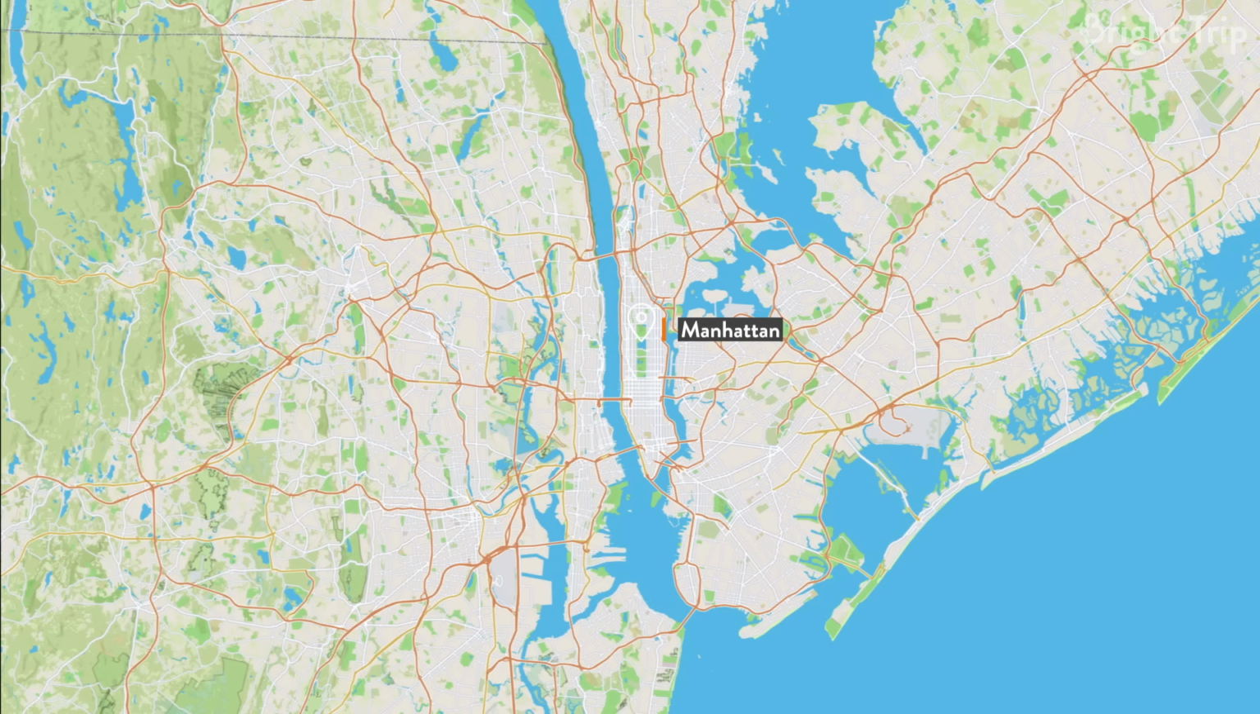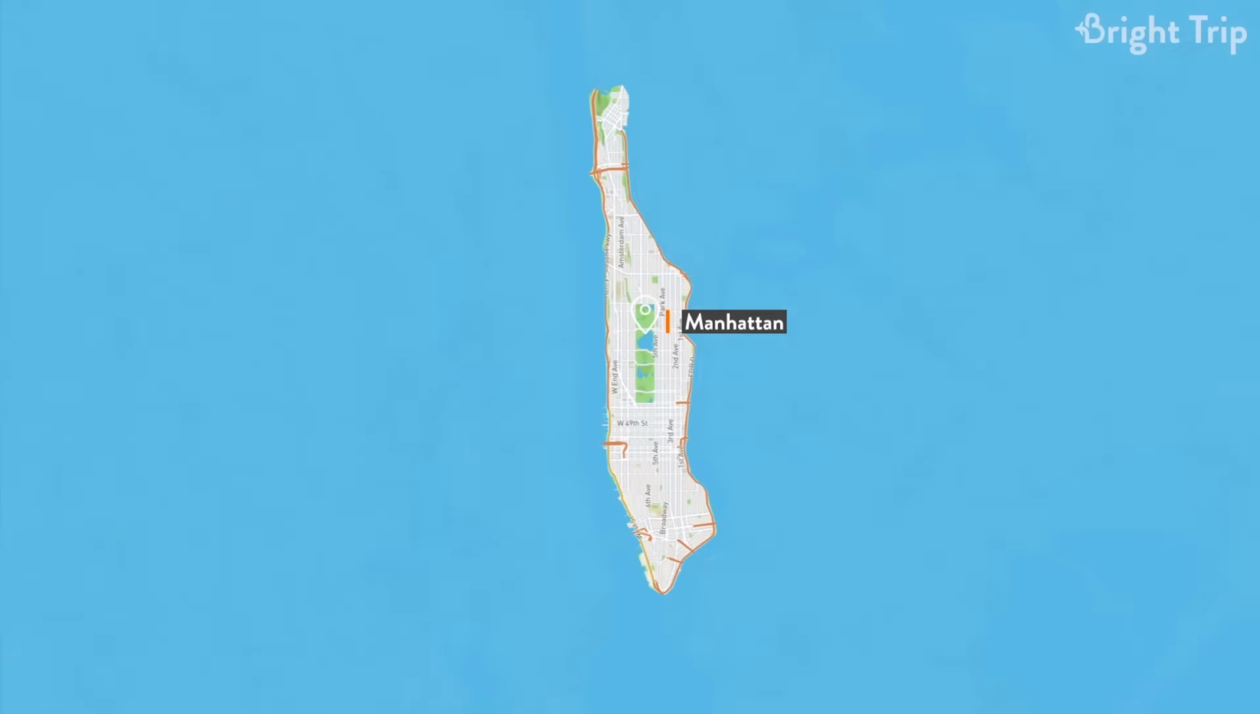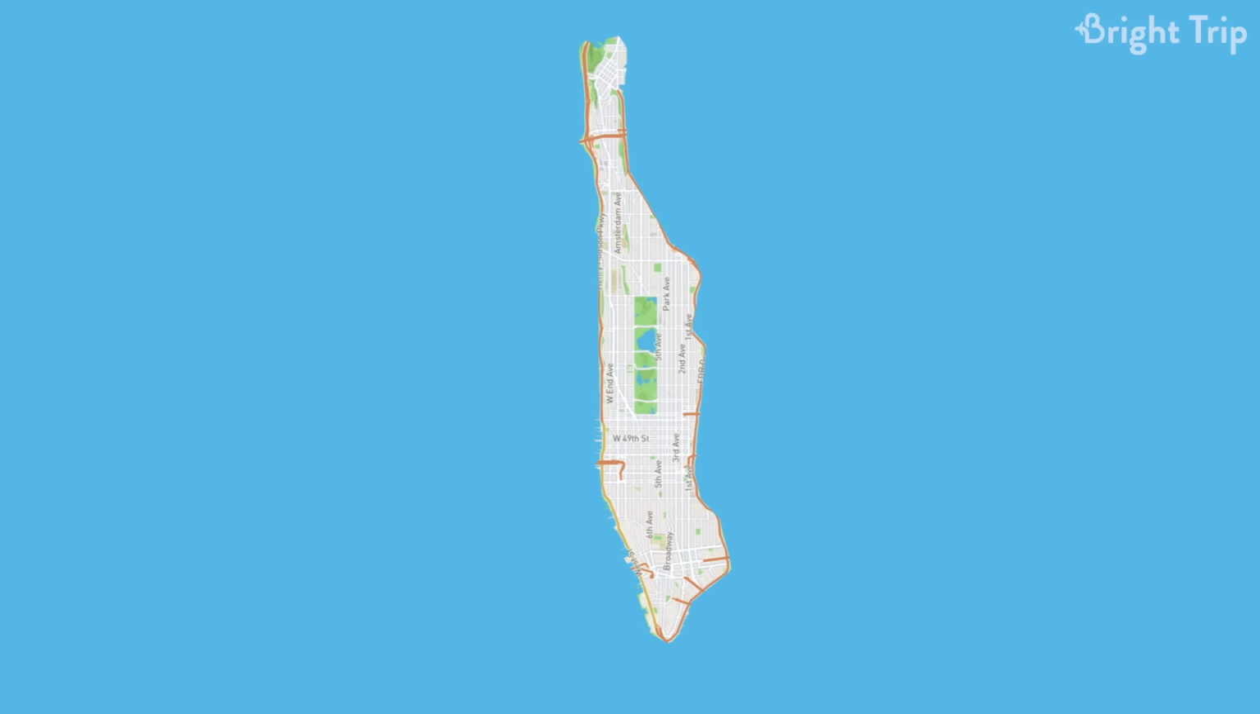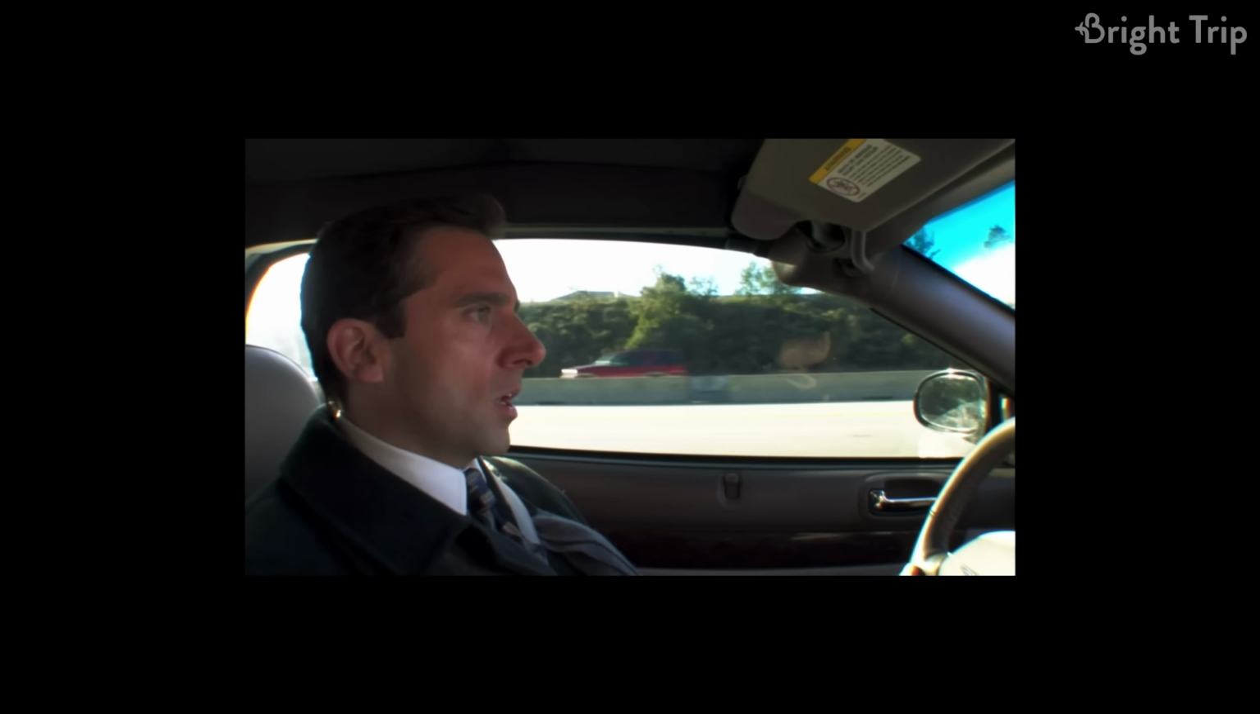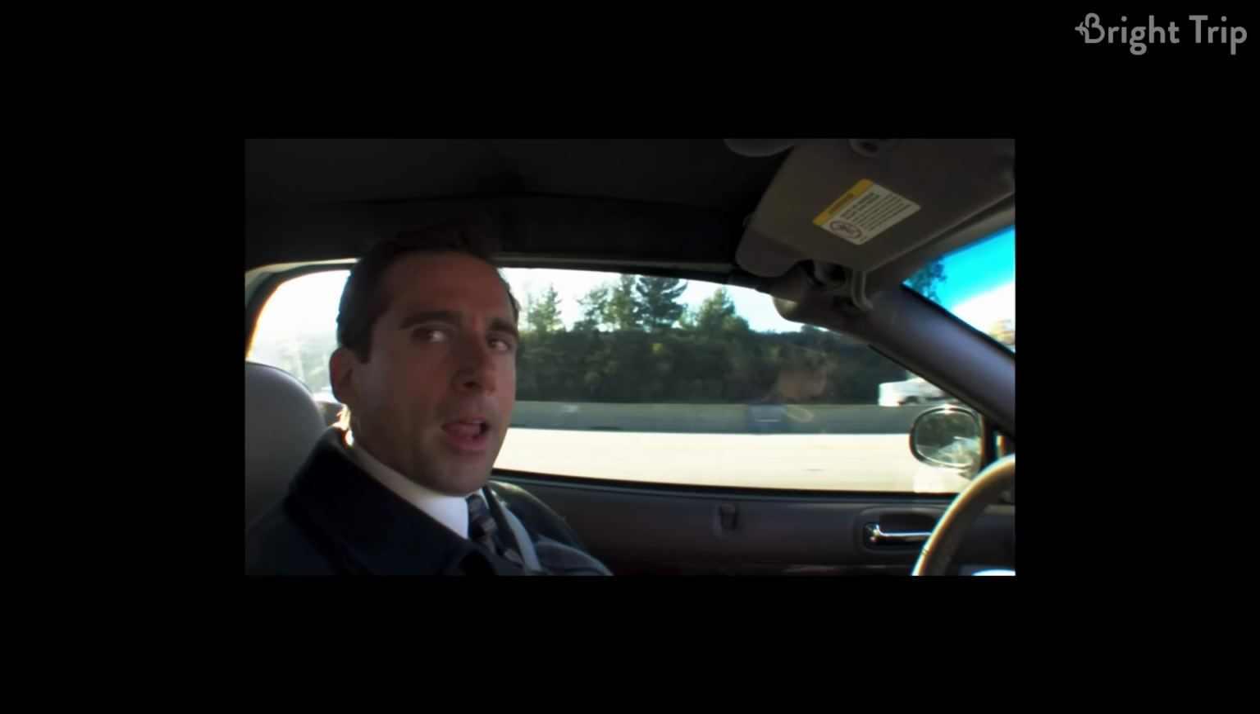If you're going to visit New York for the first time, you're likely going to spend most of your time on this island. New York, New York. The city's so nice they named it twice. Manhattan is the other name.